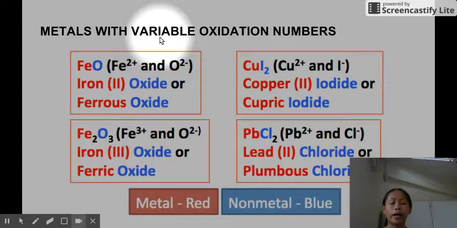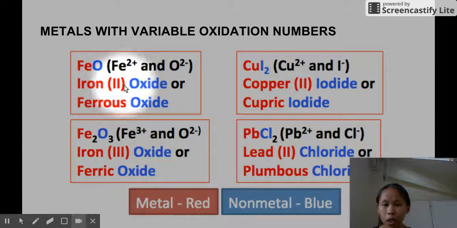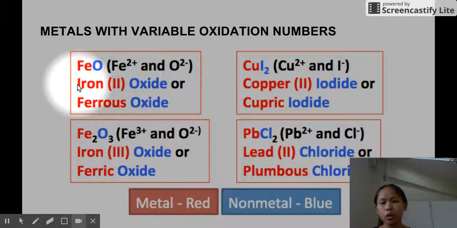How do you know? I've placed that in your handout. The metals with variable oxidation numbers are on the left column. So you have to be familiar with them also. So iron, for example, can be Fe2 plus or Fe3 plus depending on the use and depending on its name. There are two ways of naming the metals with variable oxidation numbers. The way is either you use the stock name of naming, or the common name.